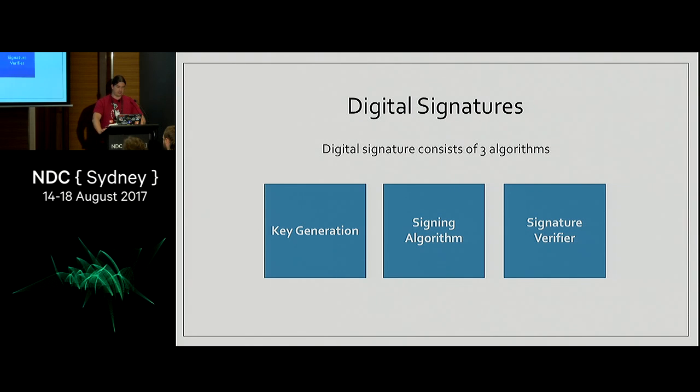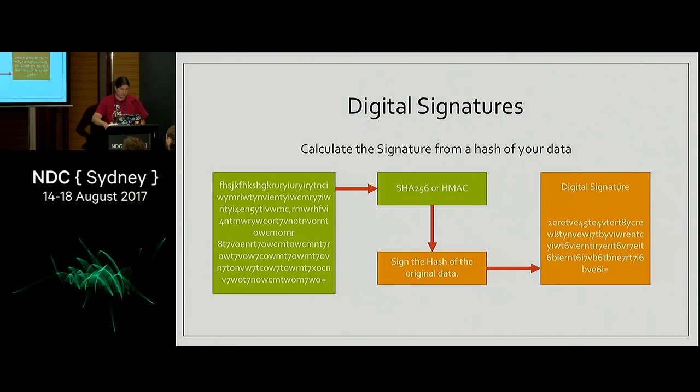So to do digital signatures, we need 3 different things. We need key generation, which is exactly the same as what we did for RSA, and we need a signing algorithm and a signature verifier algorithm. The way this works is you have a large piece of data, as denoted in the green box at the end there, and then you create a hash or an HMAC of that data. So you end up with a 32-byte hash of that piece of data, and it's actually that hash which you then create a digital signature of.